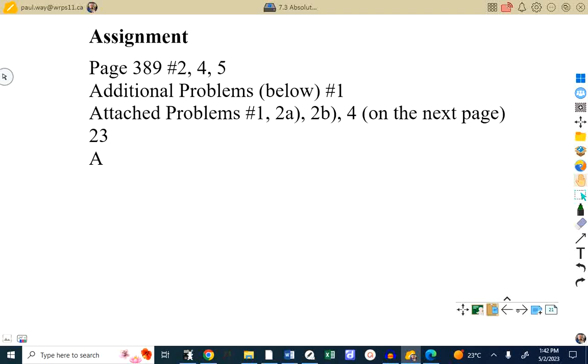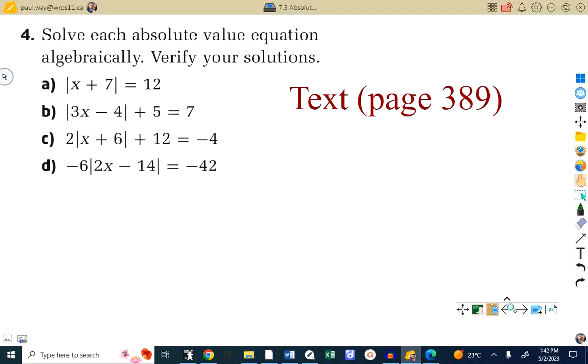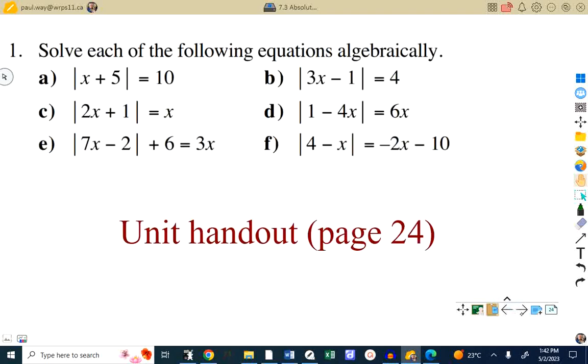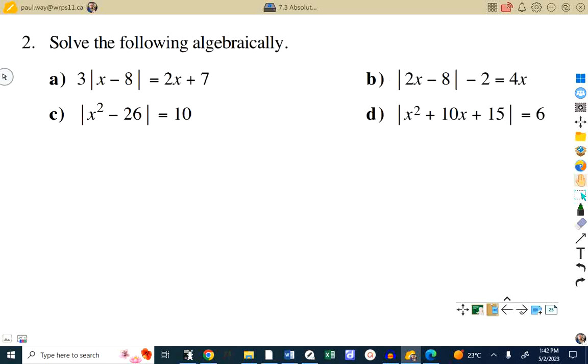I put up here page 389, 2, 4, and 5. I don't know that that's necessary. I think on yours, I think I just said the additional questions on page 24 of your handout. I would say that's good enough. Be careful with 2. Don't do 2C or D. Why do you think I don't want you doing C and D? Yeah, they're going to be quadratic.